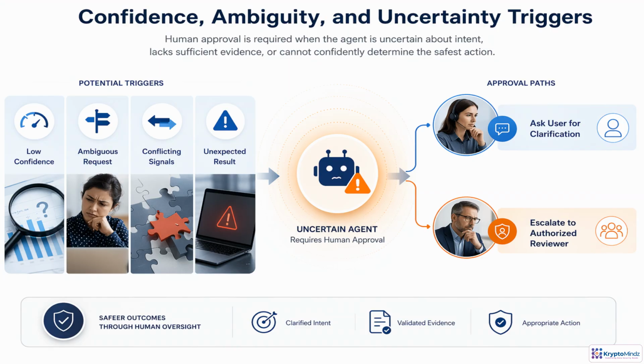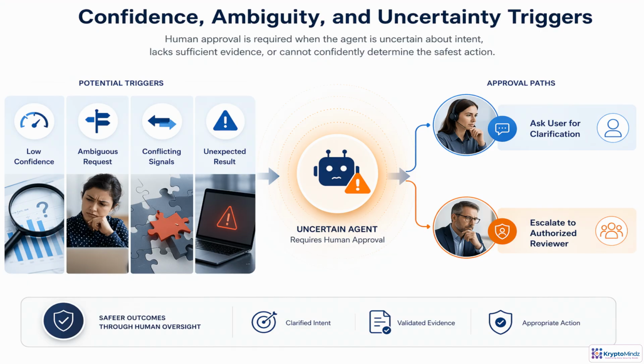Uncertainty should change the agent's path, not be ignored. Low confidence can come from classification, identity checks, policy interpretation, or doubts about whether the proposed action is correct. Ambiguous requests need clarification before the agent acts, especially when the impact is meaningful. Conflicting instructions, suspicious prompts, and surprising tool results should raise the bar further.